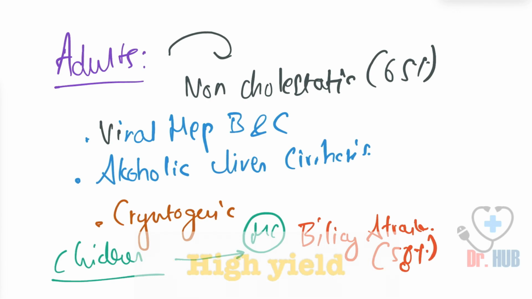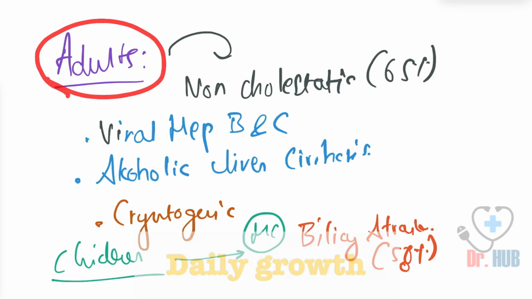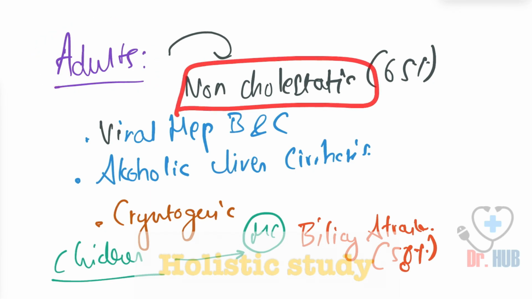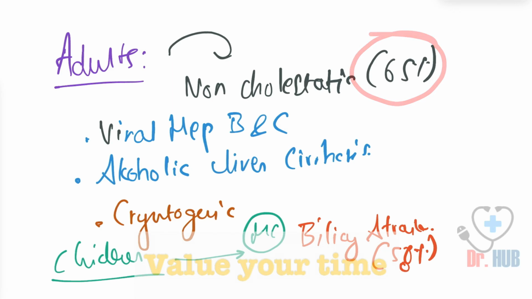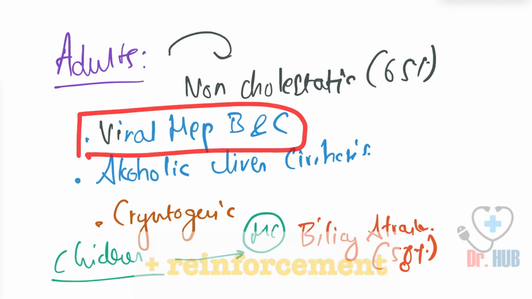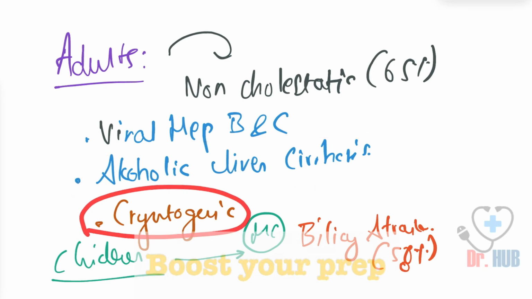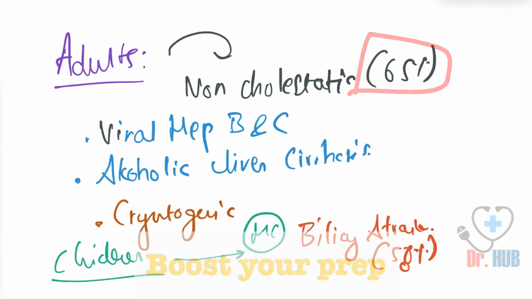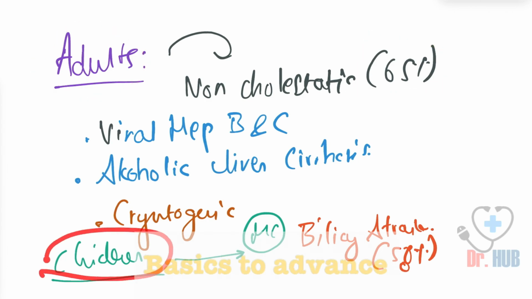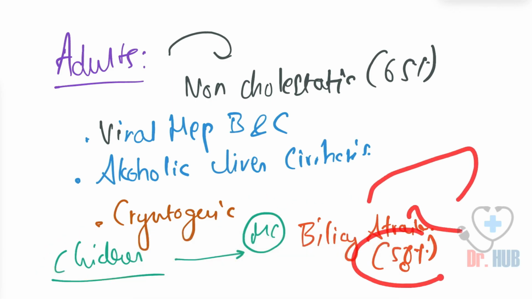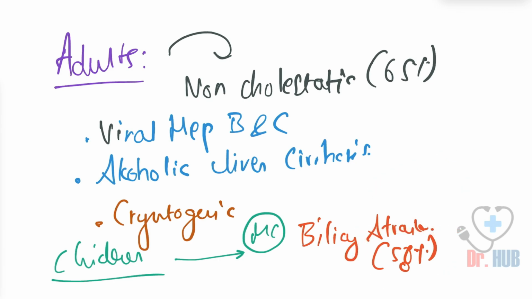So let's recap. We asked two questions. In case of adults, what is the most common indication? And in case of children, what is the most common indication? In adults, it is the non-cholestatic, which amounts to about 65%. It includes the viral hep B and C, the alcoholic liver disease cirrhosis, and the cryptogenic. All this amounts to about 65% in case of the adults. In case of children, the most common is the biliary atresia, and it amounts to about 58%. So this was about the indications in liver transplantation.